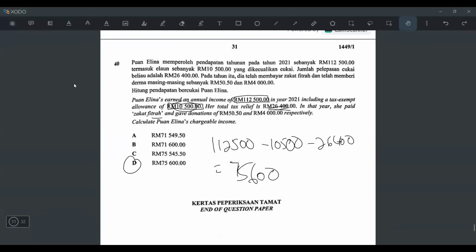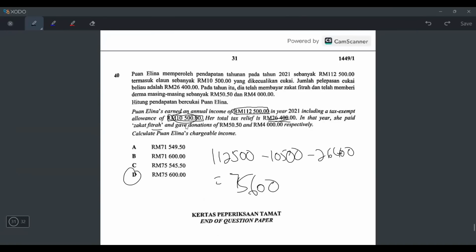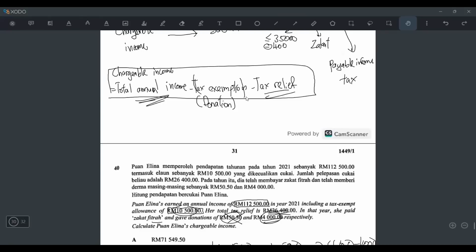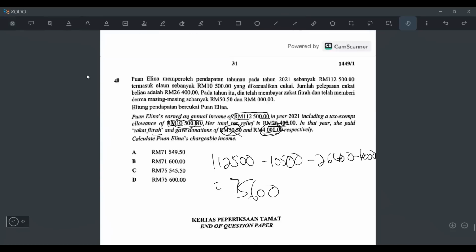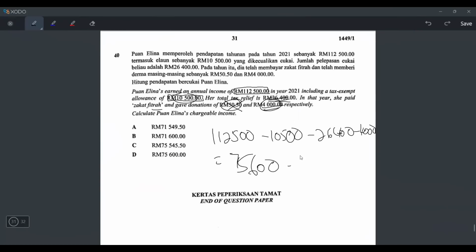Hey, why is this the answer? What about this one? The zakat donation 50.5, 4,000. Do I have to minus? Actually, the zakat no need, but the donation, yes. So D is not the answer. Sorry. I still have to minus lagi 4,000. Why? Because donation is actually tax exemption. So I have to minus lagi dengan 4,000. So I will end up with 71600. So B should be the answer.